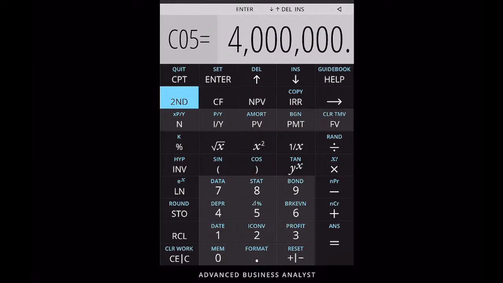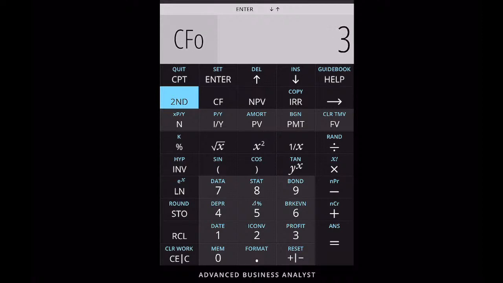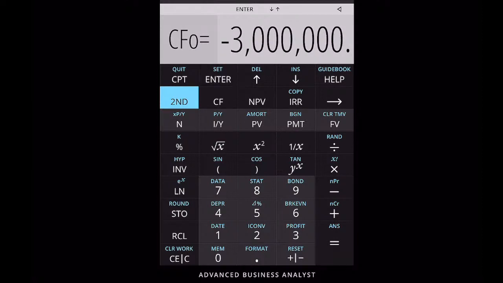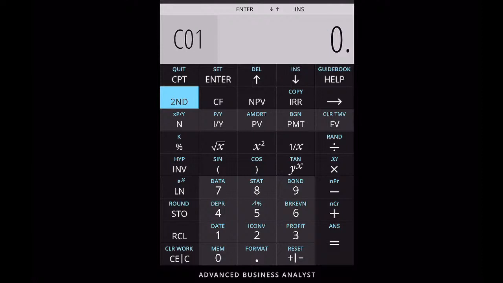Okay, let's repeat. I'm going to clear everything. So I'm in this worksheet, so I say second clear worksheet. So now it's from 0. So CF0, here we are. And I need to say that I spent $3 million. 3, 1, 2, 3, 4, 5, 6 million. And I say enter. And then I scroll down. Then I have 4 zeros. So I tell the calculator to put 1 zero in there and scroll down.